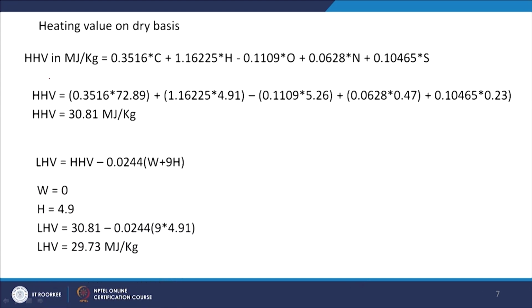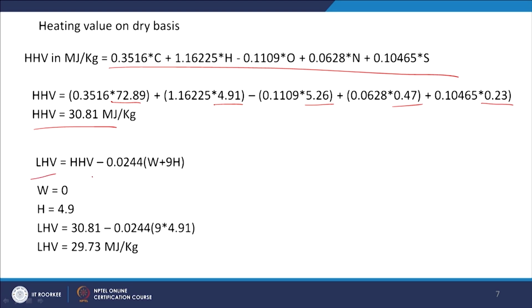As shown here, this is the formula. So, carbon content is changed to 72.89, so we will put it here. Hydrogen is changed to 4.91, we will put it here, and oxygen is changed to 5.21, so we will put it here, and nitrogen is 0.47. We have put it here, and then sulfur is 0.23, and the value is coming 30.81 megajoule per kg.